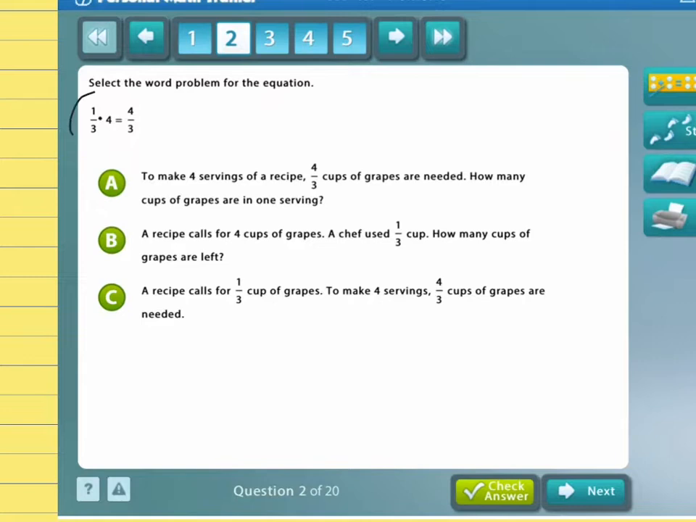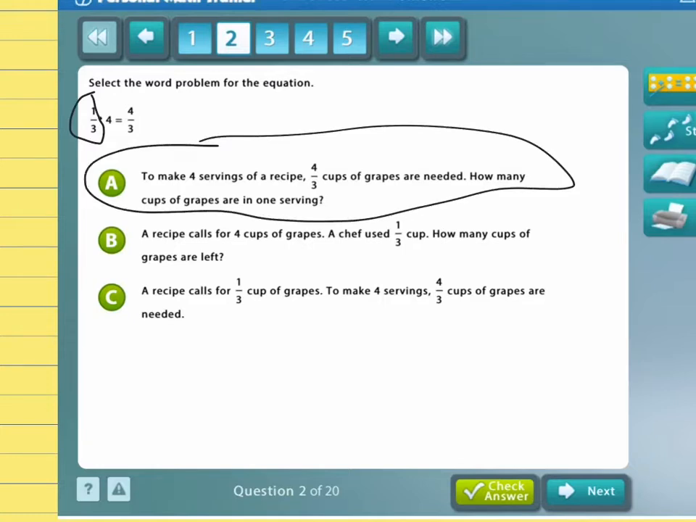So you have 1/3 of something and you're multiplying it 4 times. So what do we have 1/3 of? To make 4 servings of a recipe, 4/3 cups of grapes are needed. How many cups of grapes are in 1 serving? So this is a difficult problem. Well, it's kind of true, but I don't think that's our best answer.